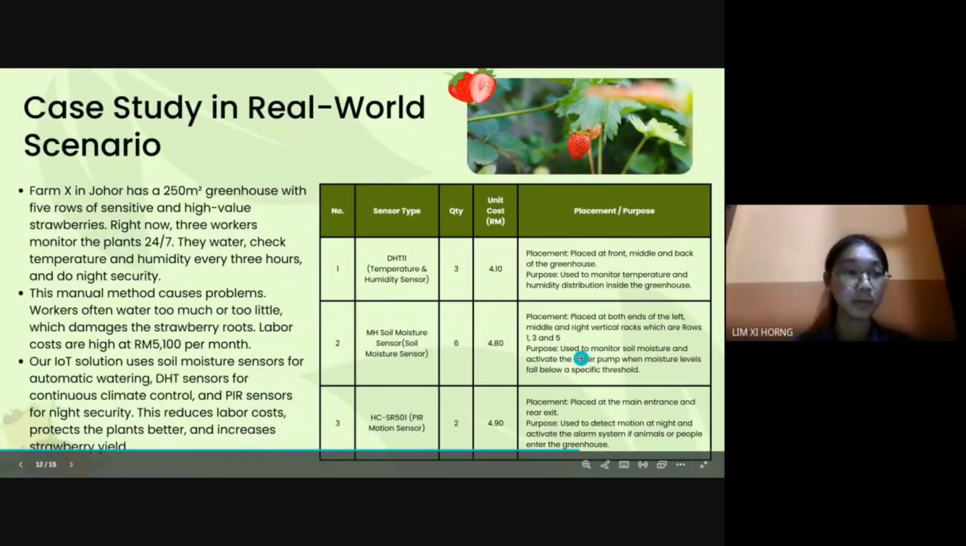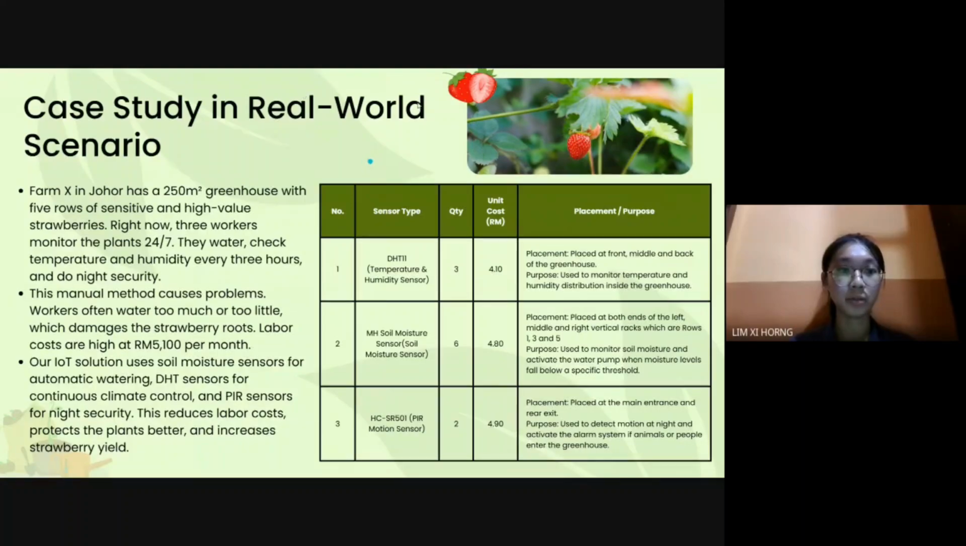So now I will present about the case study in the real world scenario. For Farm X in Johor, they have a 250 square meter greenhouse with 5 rows of sensitive and high-value strawberries. Right now, 3 workers monitor the plants 24 hours, 7 days. They water, check temperature and humidity every 3 hours, and do night security. These manual methods cause more problems.